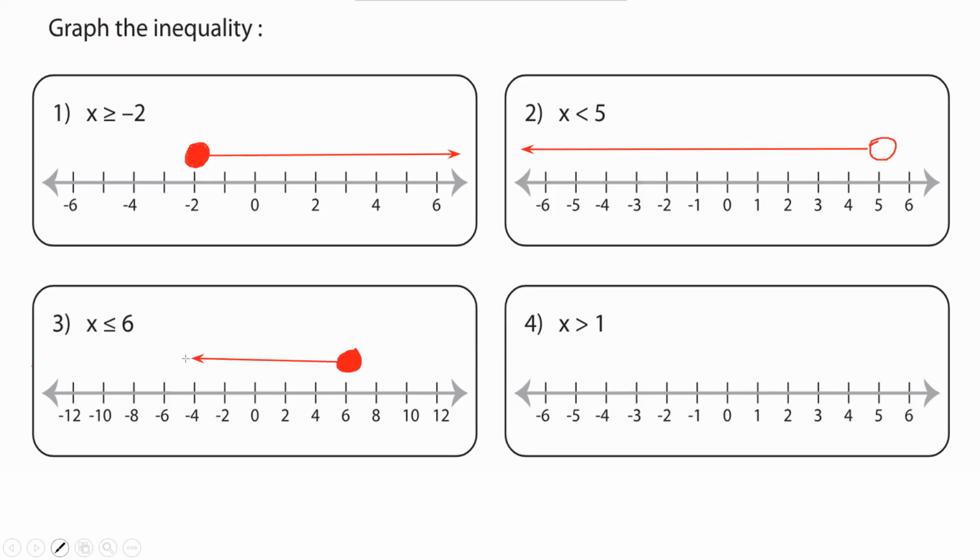So the numbers that are less than 6 are going to be 4, 2, 0, -2, -4, -6, -8, -10, and -12. These are going to be the numbers that are less than 6.